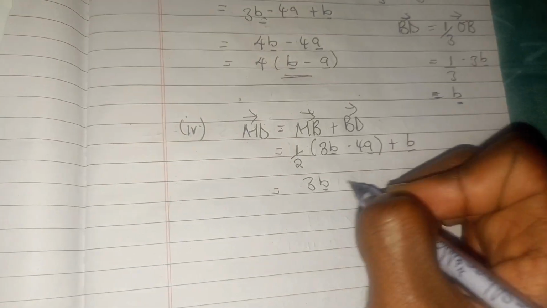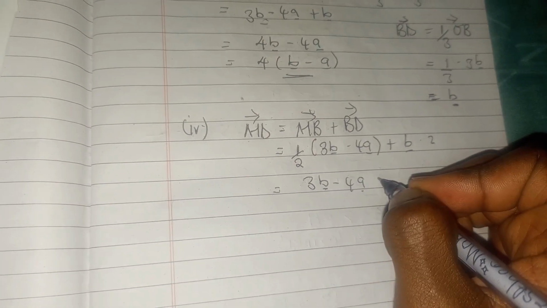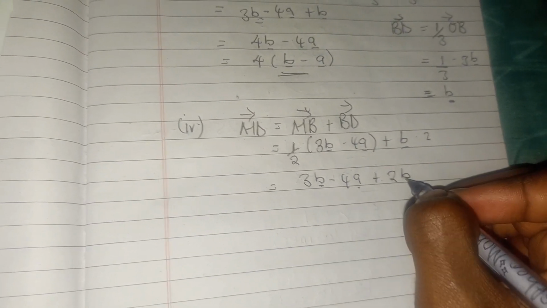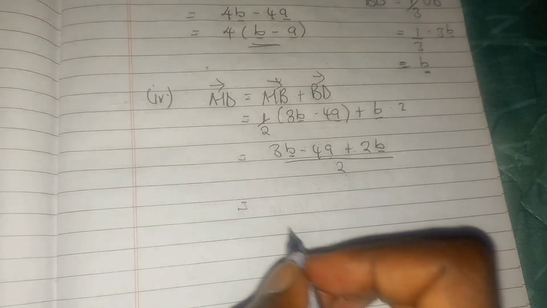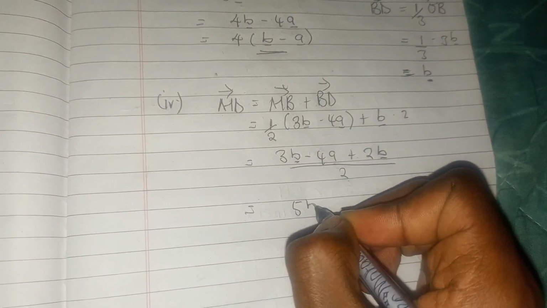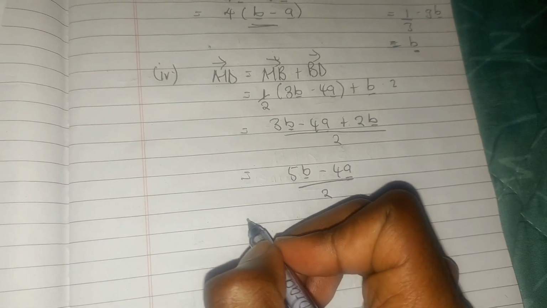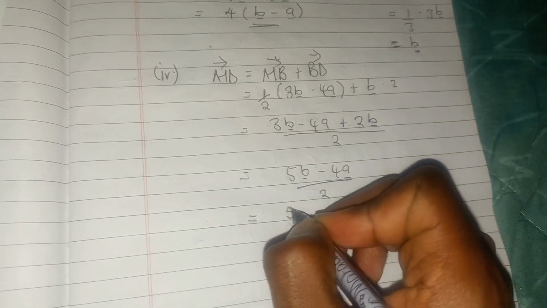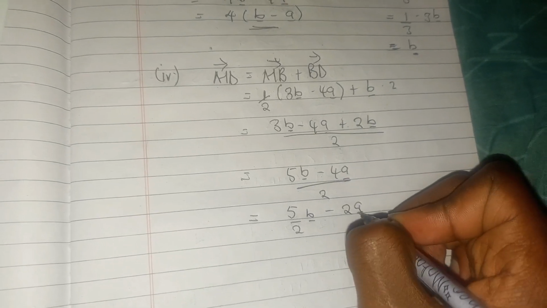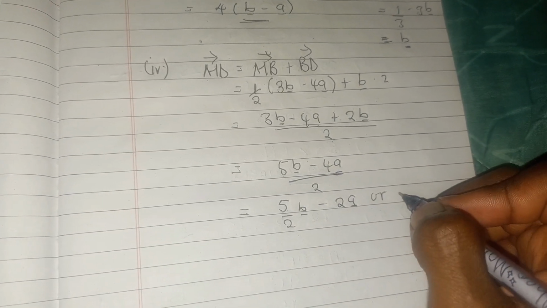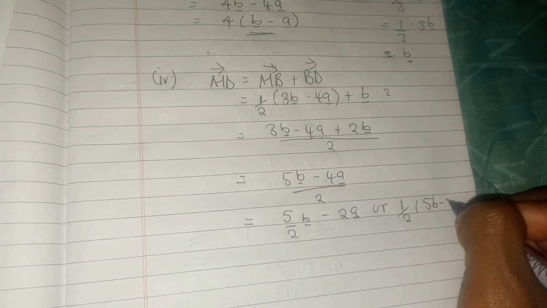This is going to give us 3B minus 4A, and here we multiply B by 2, so it's going to be plus 2B, over 2, which is going to be equal to 5B minus 4A over 2. So if you want, you can say 5 over 2B minus 2A, or half of 5B minus 4A.